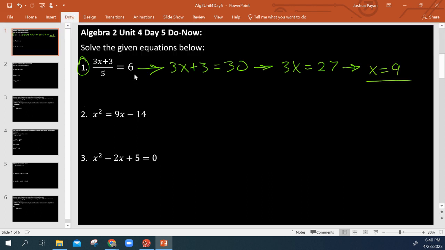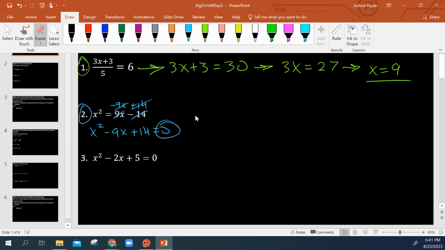Next example. This guy is quadratic because we're to the second power, but we are not in standard form. Looking here at number 3, that is in standard form. This guy here is not. So to do that, I'm going to subtract 9x and add 14 so that I have it equal to 0. Minus 9x gives me 0, plus 14 also gives me 0. That's where this 0 here is coming from.